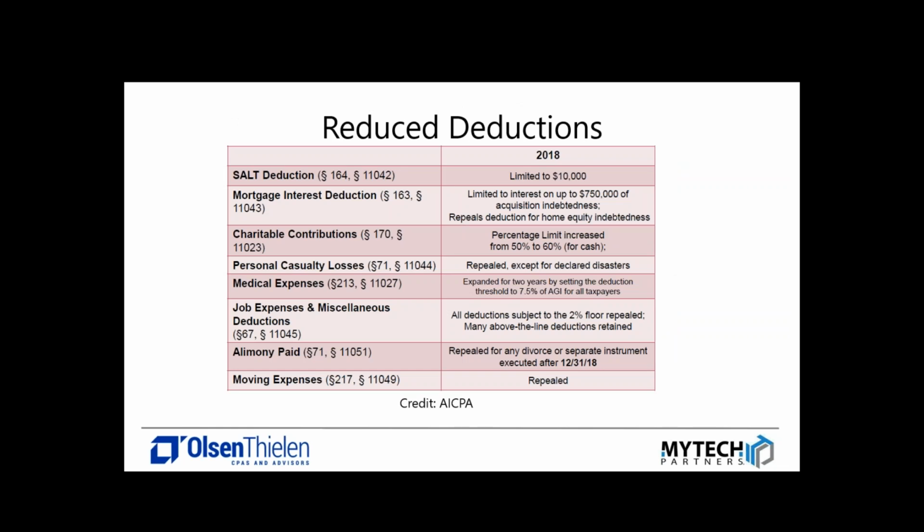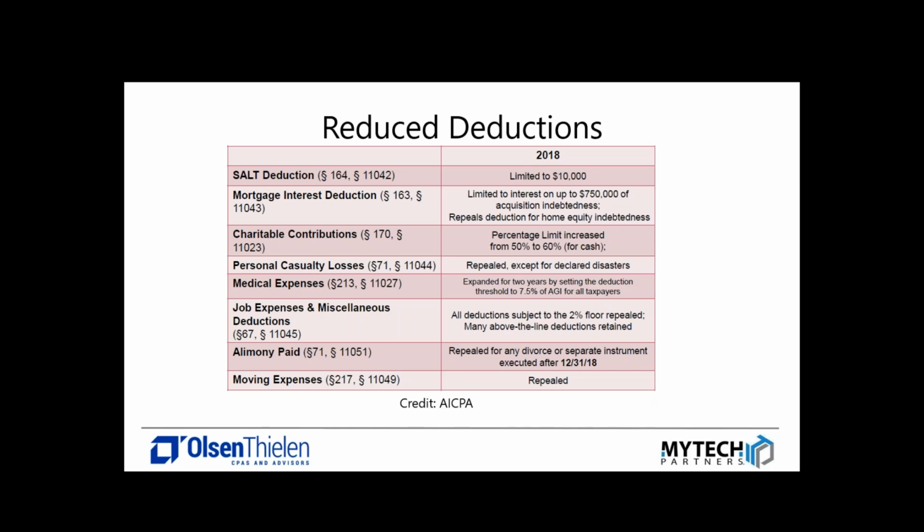Some personal deductions are getting reduced. Again, I mentioned earlier, your state and local tax deductions are getting limited to $10,000. There are new limitations with mortgage interest. You can only deduct interest on up to $750,000 of acquisition indebtedness. Previously, it was I believe $1 million, and any mortgages executed before 12/31/17 are grandfathered in. So this really applies to mortgages in 2018 and going forward.